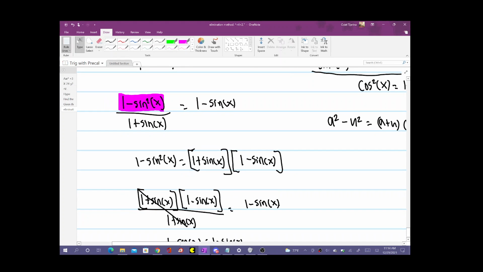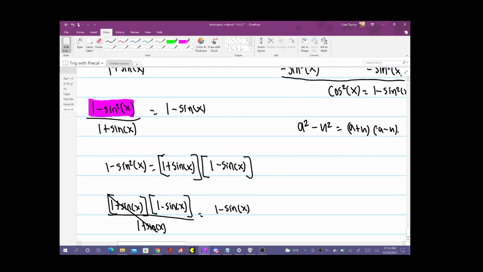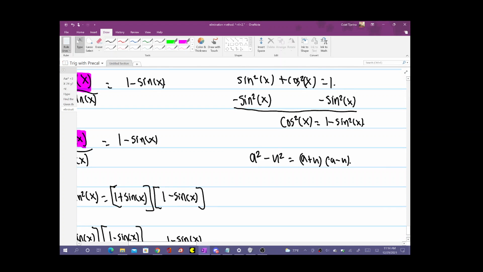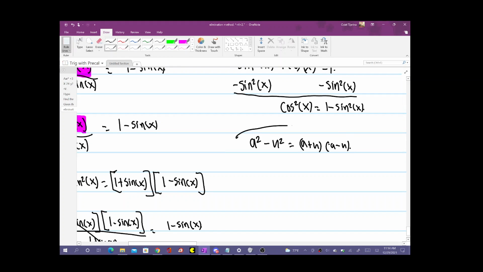So 2 things. You have to know the Pythagorean identity, cosine squared x plus sine squared x equals 1. You have to know how to manipulate it so that you can get cosine squared x by itself. And then you also have to know this rule, which is from algebra. I just did it in different letters, but it's the same thing. It's like a squared minus b squared equals a plus b times a minus b. It's just different letters.